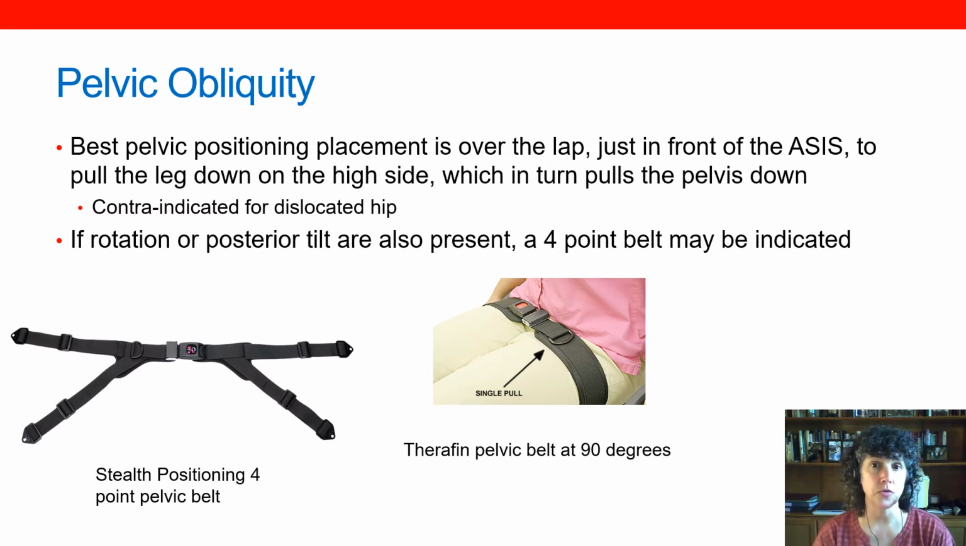If there's also rotation or a posterior pelvic tilt, we may use a 4-point belt because now we have two different angles we can take advantage of. So one angle could be at this 90-degree angle over the lap, but the other could be more at a 60-degree angle. There is a primary and secondary belt, so you have to decide what is the chief problem. Is obliquity more of an issue than the posterior pelvic tilt or harder to control? If it is, then we want the primary belt over the lap and the secondary belt at 60 degrees.